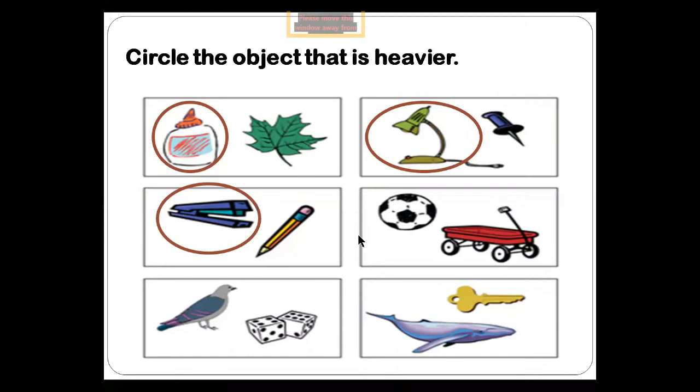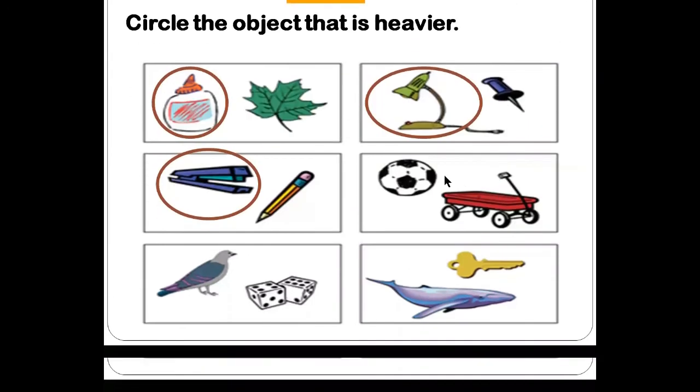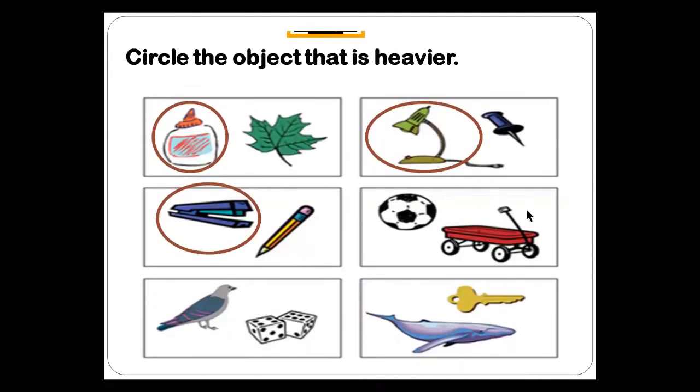Okay, the fourth one we have a football and a trolley. Which will be heavier? Have you found the answer? Yes, the trolley will be heavier. So we put the circle on the trolley. The fifth one is a pigeon and a dice. Which will be heavier? The pigeon will be heavier. We will put the circle on the pigeon.